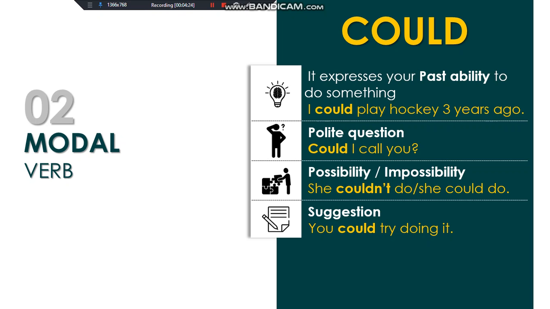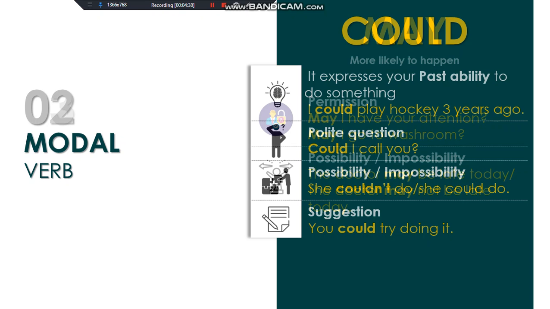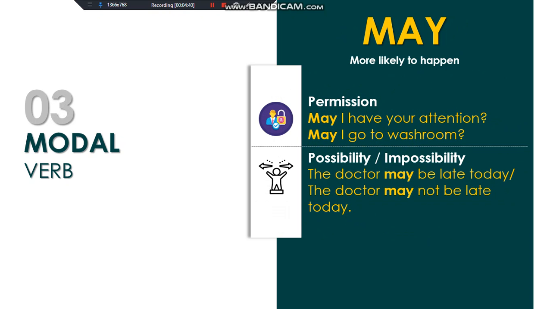You could have called me, right? So that's called the past impossibility or possibility. And then we have the suggestion. You could try doing it, or you could try doing that, such like that, right? And then we have the may. Why do we use may and where do we use may? May is used for the permission.